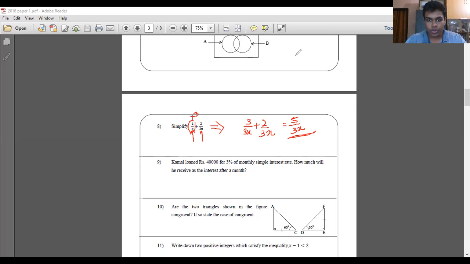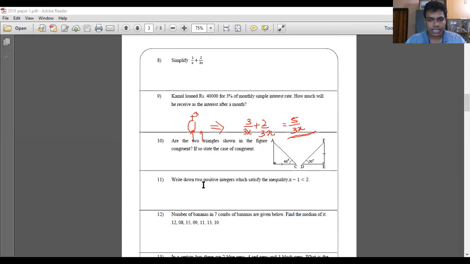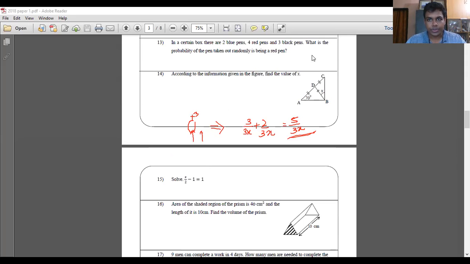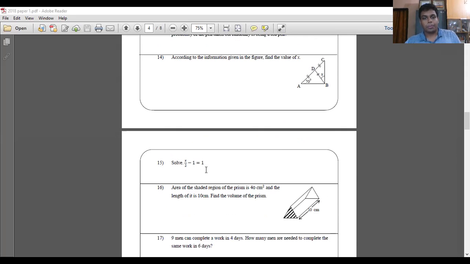Now are we moving on to the next sum? I'm pretty sure there's another sum. Yes, here you go. So how are we going to do this?